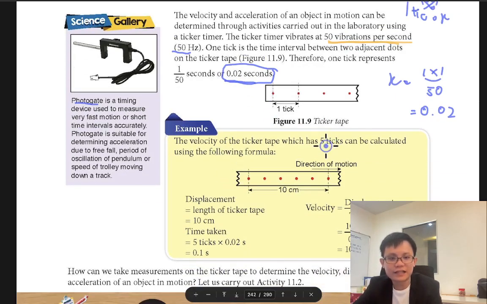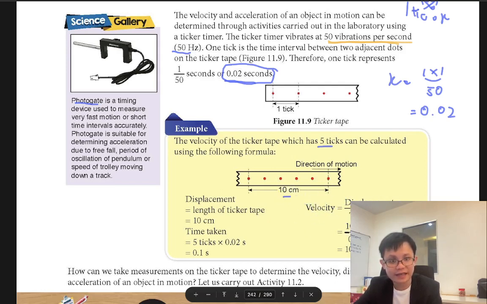So 0.02 second means 1 tick. The velocity has 5 ticks. Calculate the speed, is it? Calculate the velocity, or I put calculate the speed, it's the same. In one sense it's still the same because it has the same direction. So speed equals distance divided by time, or velocity equals displacement divided by time.